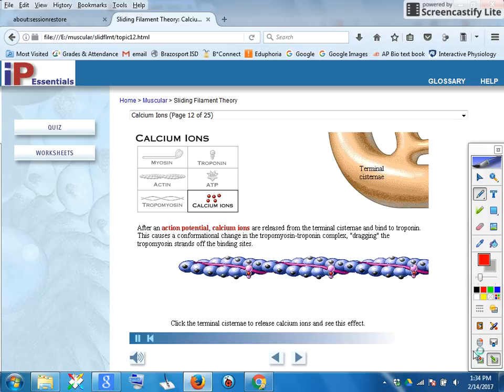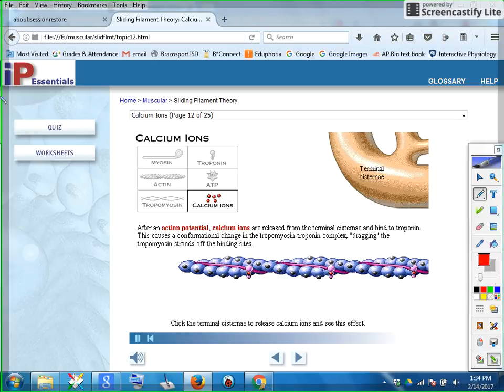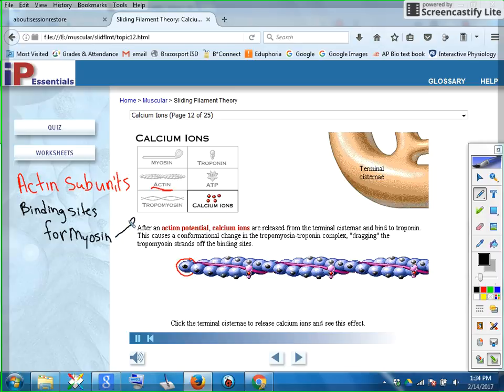So let's get some notes down about what's happening here. These little blueberry things, these are actin subunits. They're like beads on a string, and all together they make our big actin molecule. These little dots right here and right here and right here, these are the binding sites for myosin. Remember, myosin are the golf club looking things.